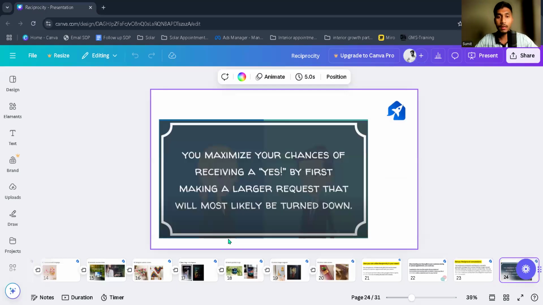So the next thing is that you maximize your chances of receiving a yes by first making a larger request that will most likely be turned down. And this is a world fact, right? जब भी आप कुछ बड़ा सेल करने का ट्राई करते हो, you are more likely to get denied, right? Just मैं आपको क्विक एग्जांपल देता हूँ.